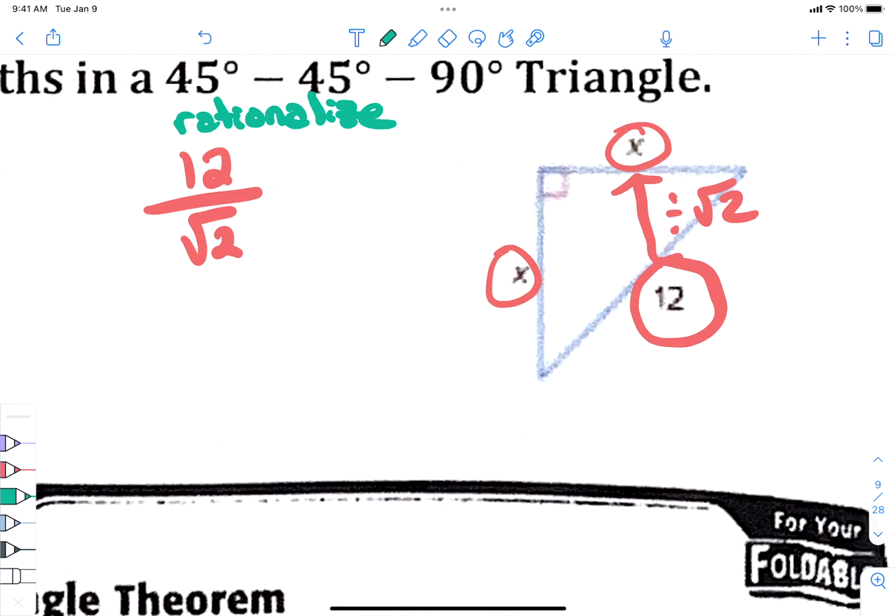Rationalize. And it's not too bad. You get so used to doing this that you can probably do this in your head. Okay? We are rationalizing. So we want to rationalize. We want to get the square root of 2 out of the bottom.